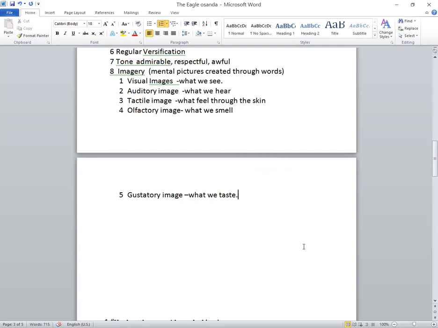Thunderbolt is an auditory image of a loud blast. Right.